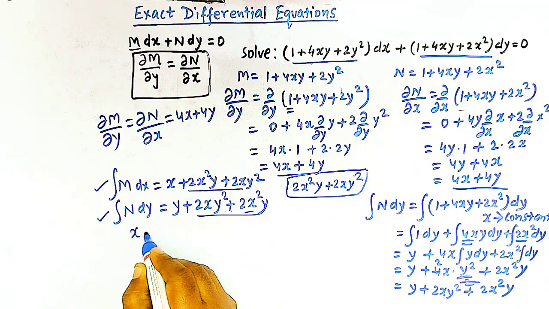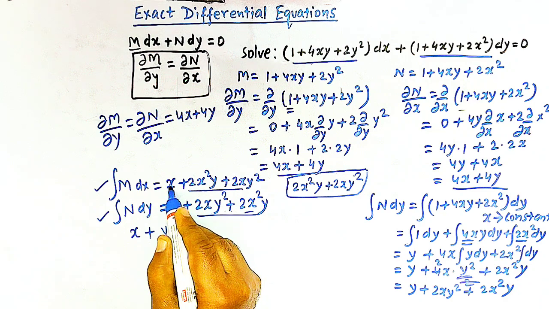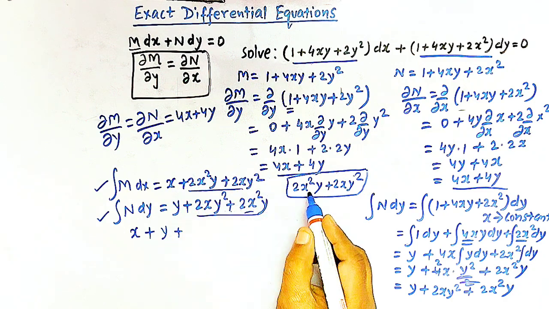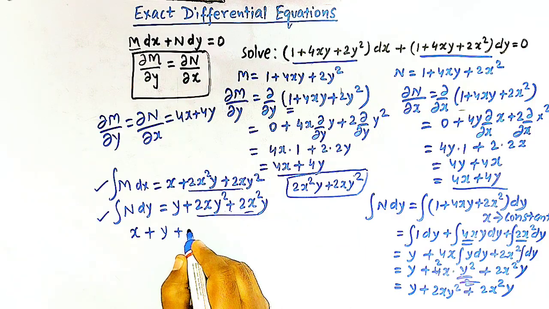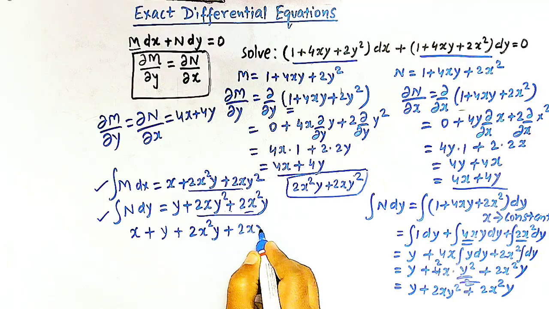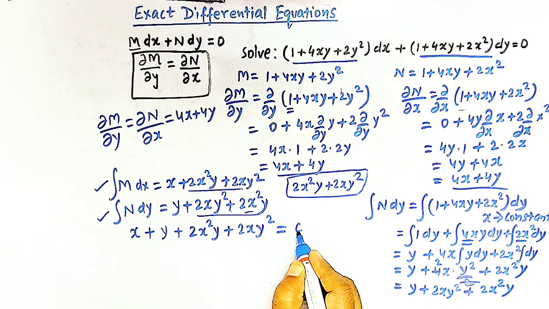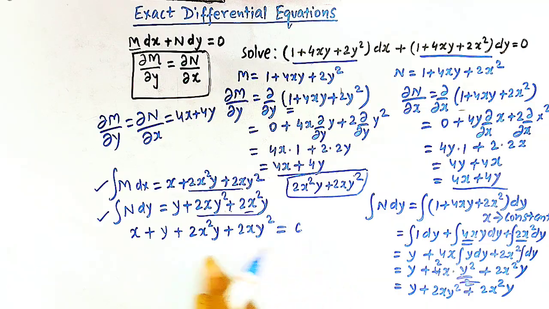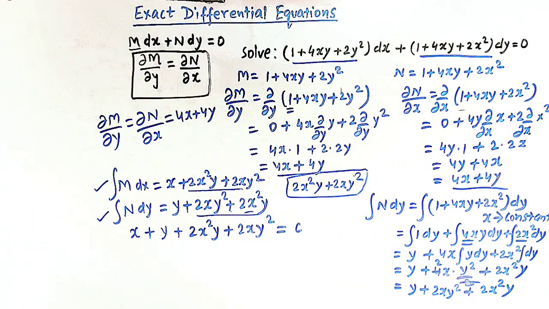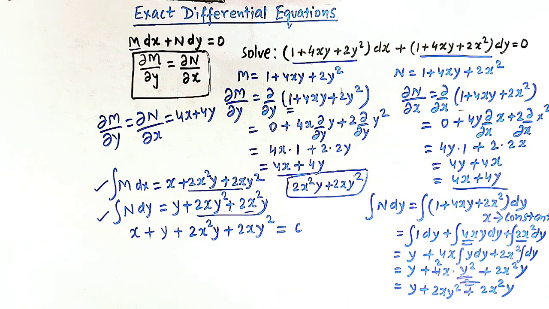So the solution is now given by x plus y, and then these terms considered only once: 2x square y plus 2xy square, equal to the arbitrary constant c. So this is the required solution of this differential equation, which is an exact differential equation.